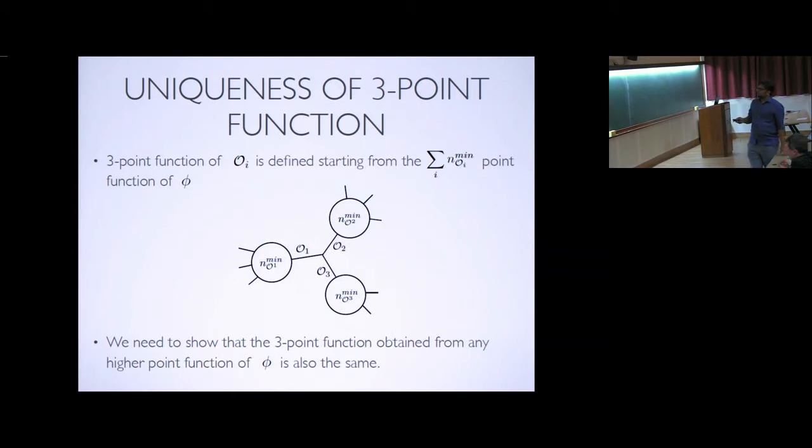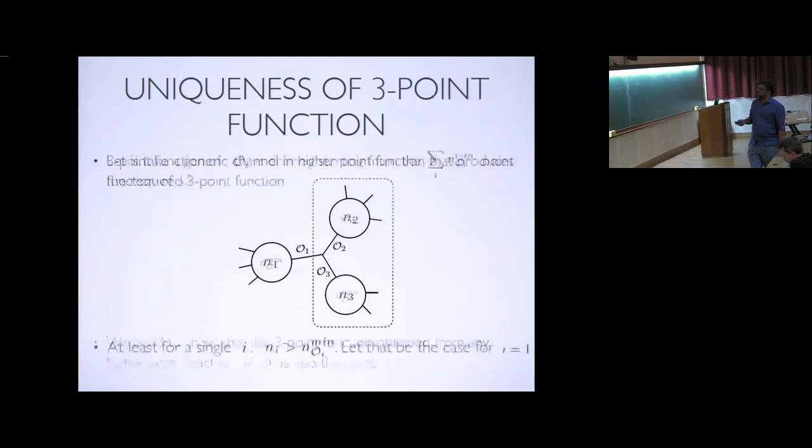So in order to do that, let me start with the general point function of phi with a particular OPE limit which has O1, O2, O3 in it, and I want to show that whatever this number is, it is the same as the one defined on the previous slide. Now this I proceed inductively. So I assume that up to certain n, the OPE expansion to give this 3-point function agrees with the 3-point function that I obtained before. And now I show that you get the same 3-point function even if you start with a higher point function of phi.